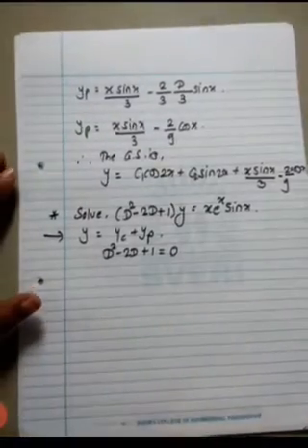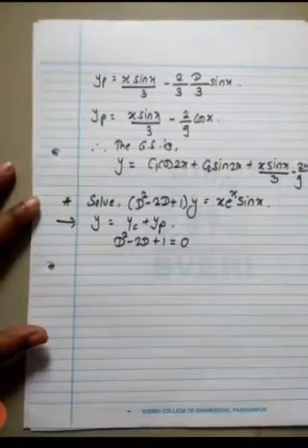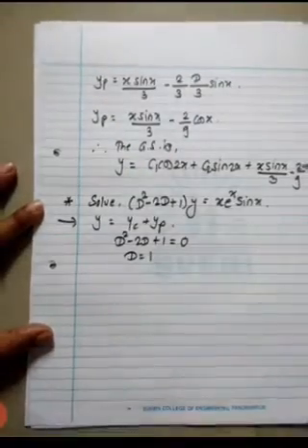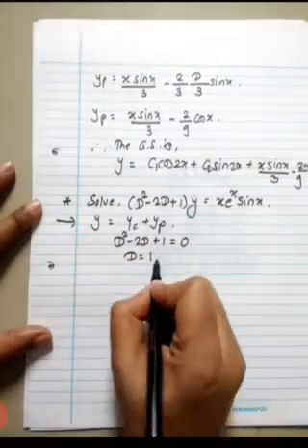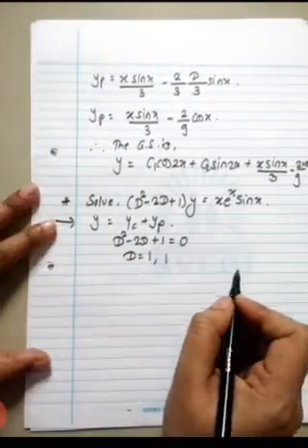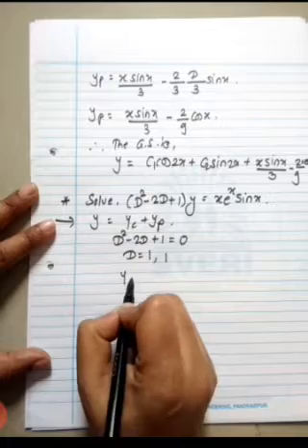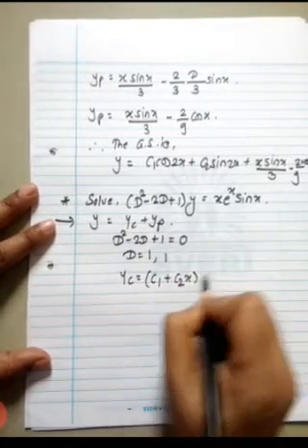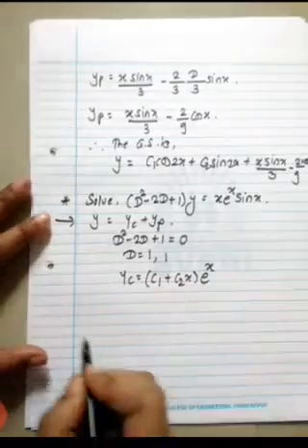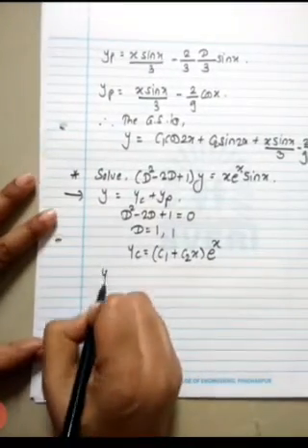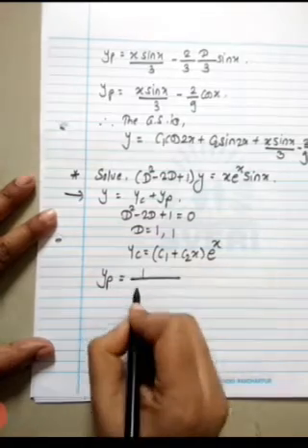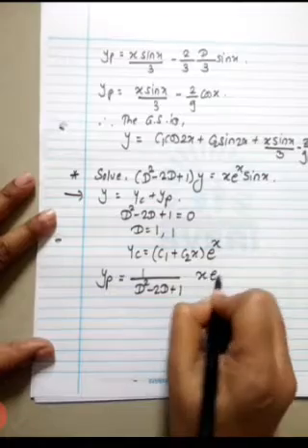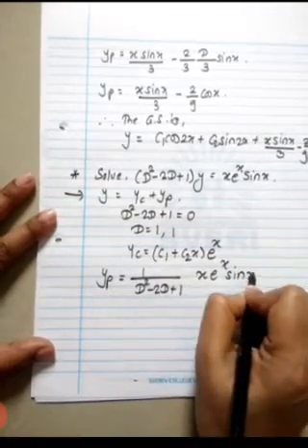What are the roots? 1 and 1, twice? Yes. So yc is c1 plus c2x into e raised to x. Okay. We'll go to yp. yp is 1 upon D square minus 2D plus 1 x e raised to x into sin x.